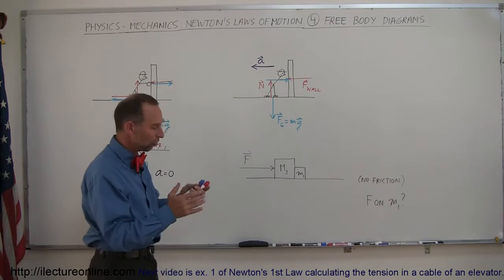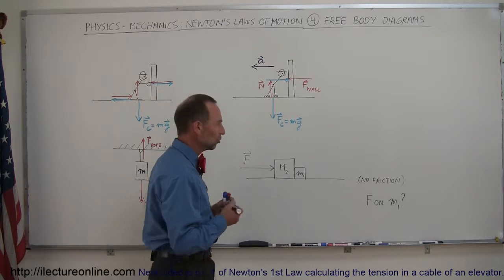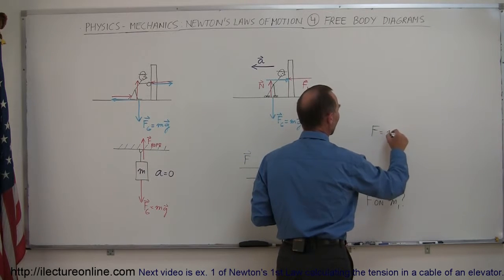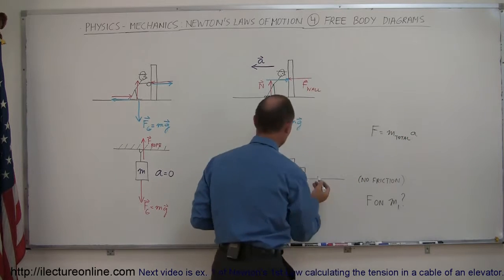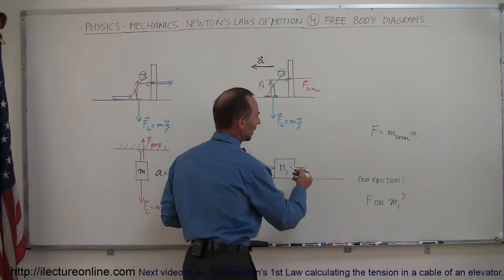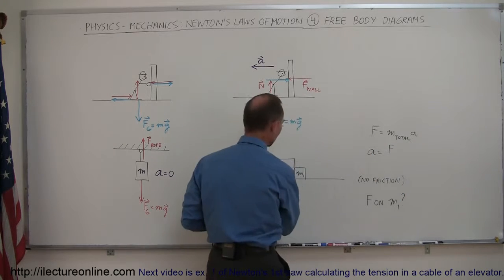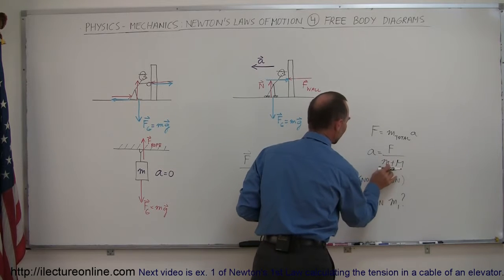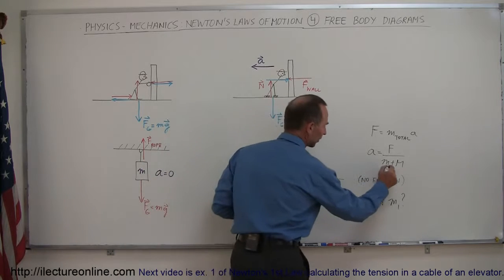If we take it as a whole system, let's write that down. Using Newton's second law, we could say F is equal to M total times acceleration. So we can take a look at this as a whole system, and then we can say that the acceleration of both blocks is equal to the force on both blocks divided by the mass of both blocks. So just simply the mass of the first block plus the mass of the second block. Let me write the subscripts in.